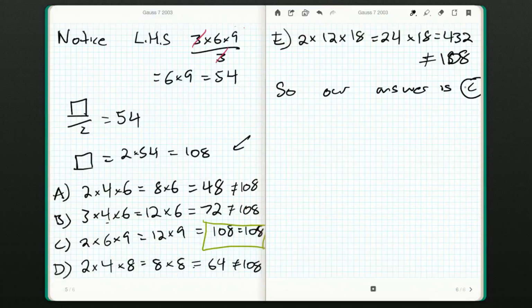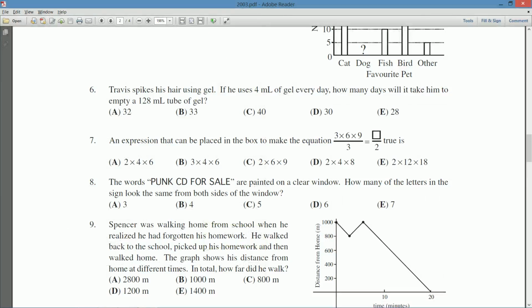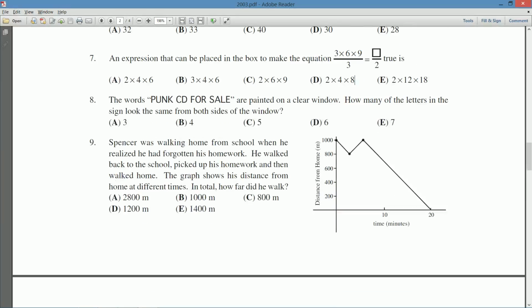And that takes care of, which question was this? Question number 7. We're going to take a look at question number 8 on the grade 7 Gauss in the very next video. So join me then, and thank you guys for watching as always.